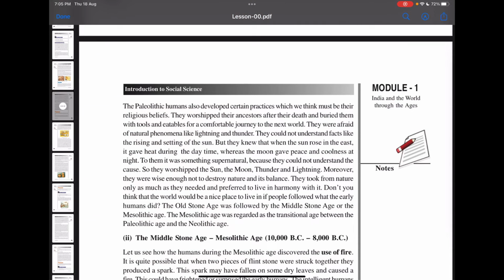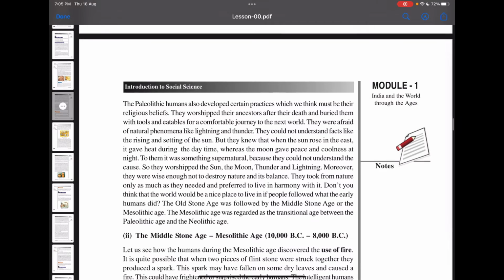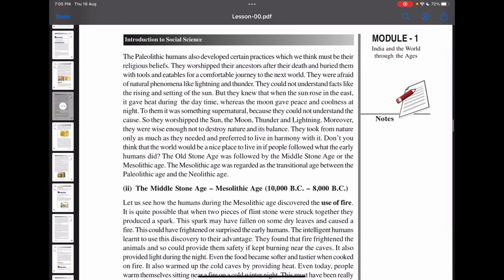But the Paleolithic humans also developed certain practices which we must think were their religious beliefs. They worshipped their ancestors after their death and buried them with tools and eatables for a comfortable journey to the next world. They were afraid of natural phenomena like lightning and thunder.